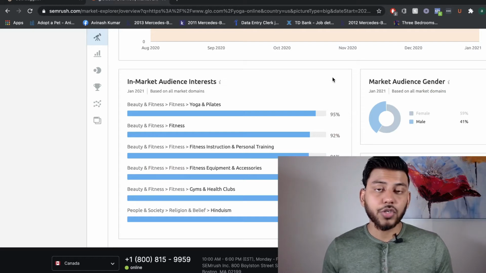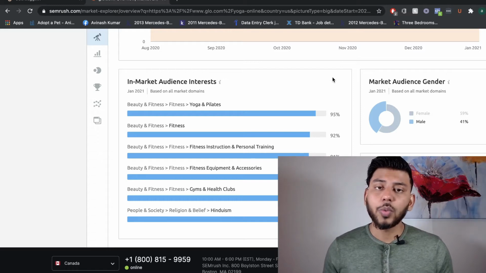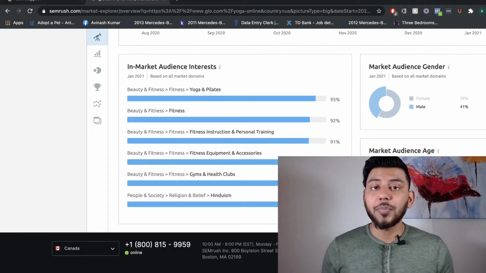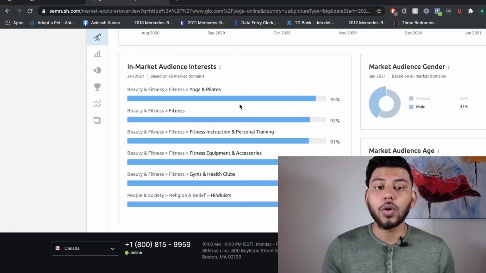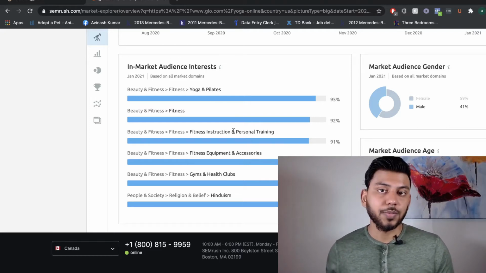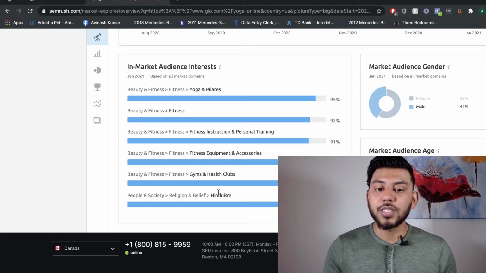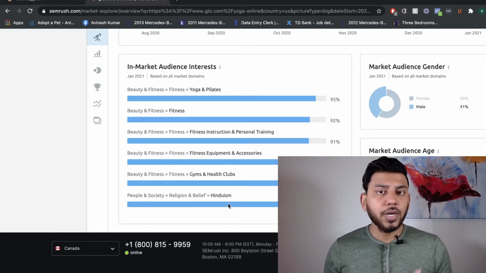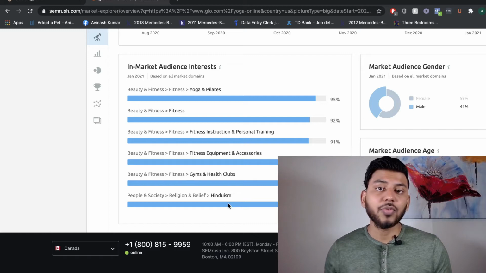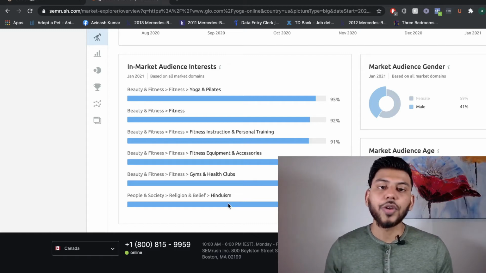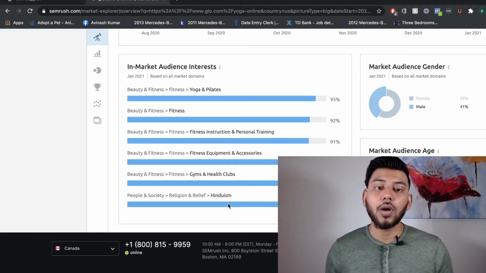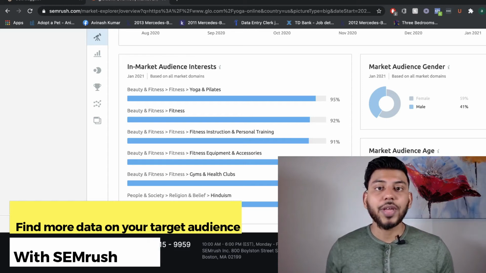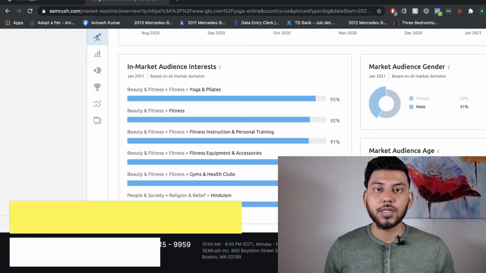On SEMrush, you're also able to get some more information about your target audience. So for this example, we searched up yoga, but we can see that people are also interested in yoga and Pilates. They're interested in fitness. They're interested in gyms, but they're also interested in Hinduism. So if you're running paid advertising or if you're trying to refine your target audience, you're able to use these in-market audience interests so that you're able to then find your audiences online.